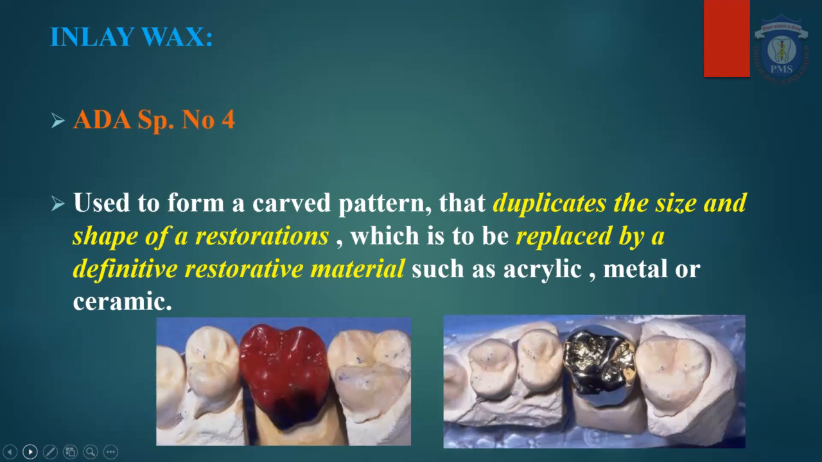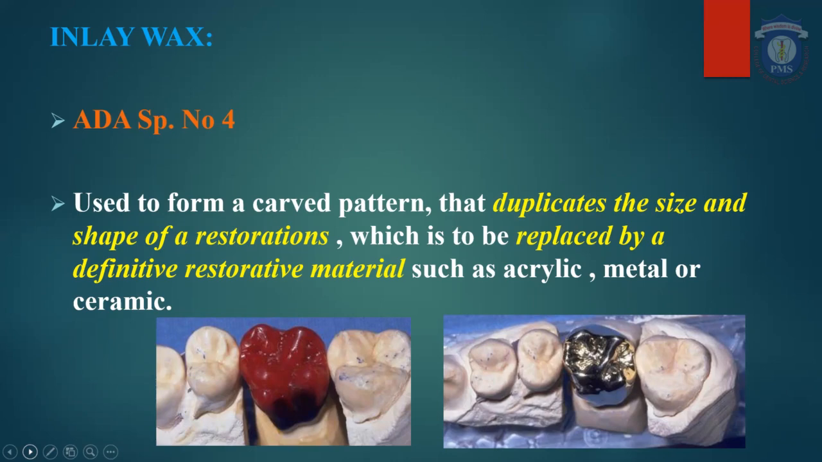Basically, the inlay wax, which is given ADA specification number 4, is used to form a carved wax pattern that is of the exact same size and shape as the final fabricated restoration. That may be a metallic restoration, a ceramic restoration, or maybe an indirect composite restoration also. This wax pattern will be replaced by a definitive restorative material such as acrylic, metal, or ceramic, and it is replaced through the lost wax technique.